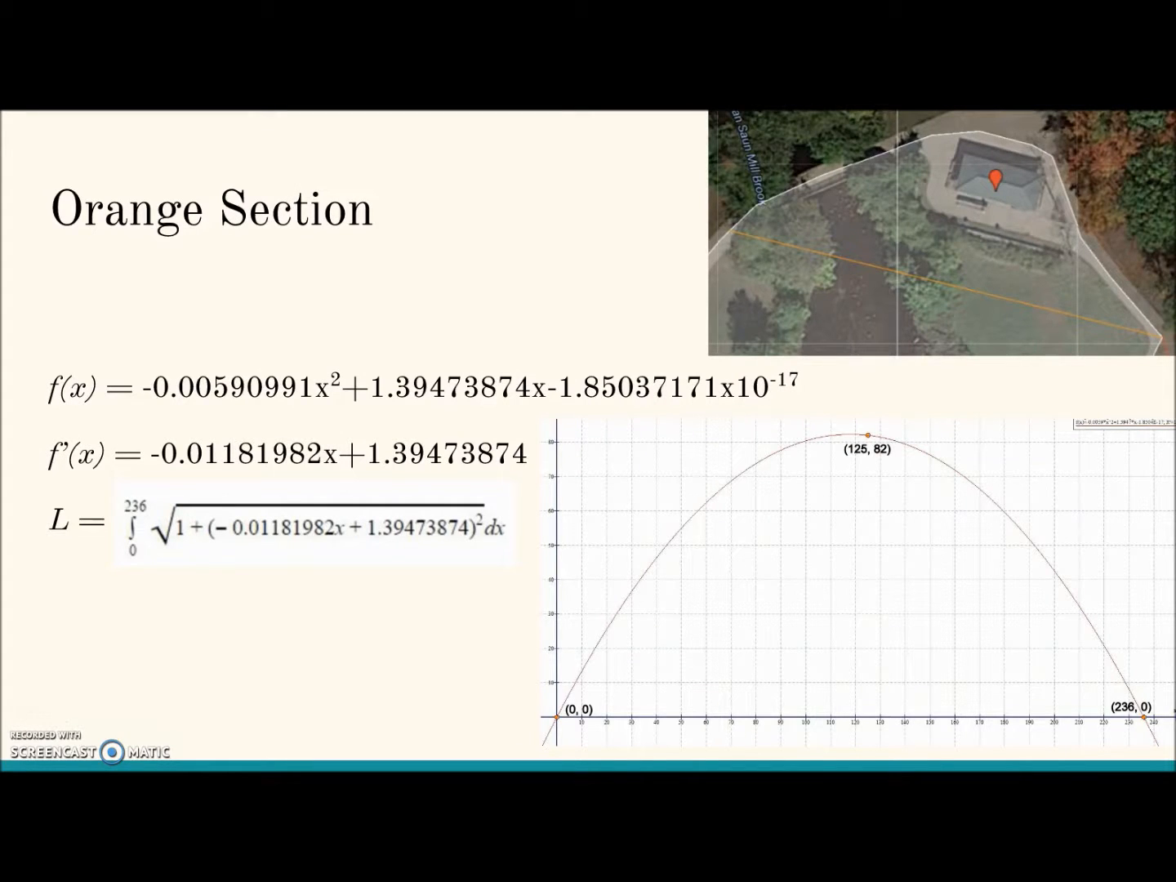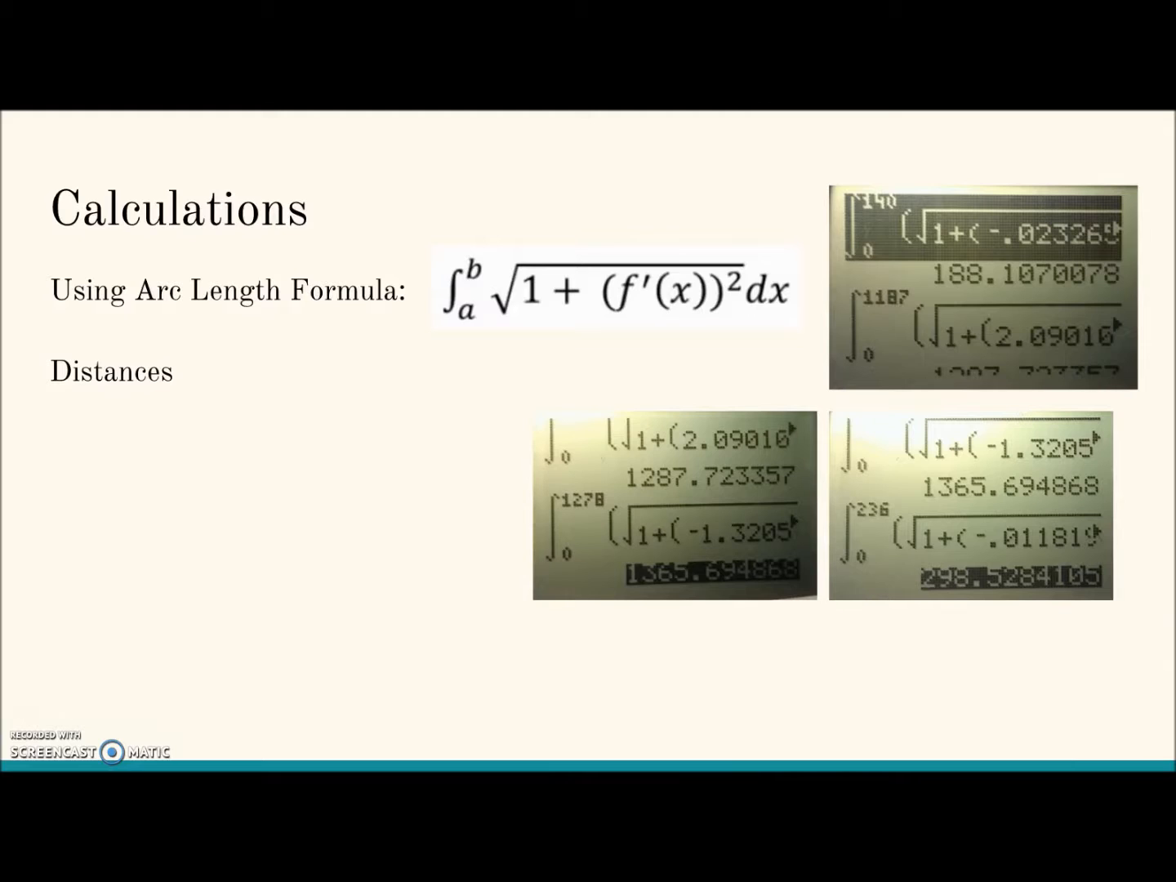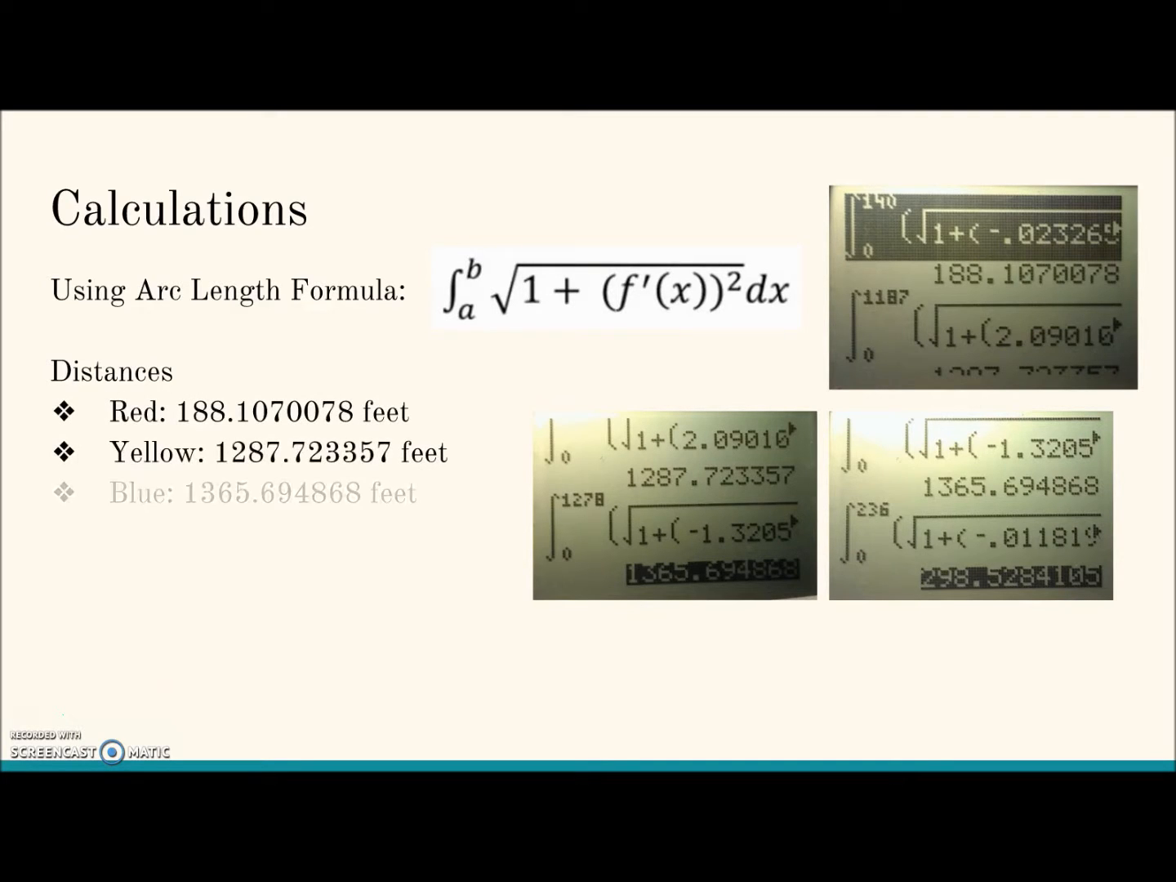To find the length of each curved part of my path, I plugged the arc length formula with the derivative of the corresponding equation into my graphing calculator. The limits were found with the measuring tool on Google Maps and the guidelines I created on the path. I also used the measuring tool on Google Maps to find the length of the straight portion of my path, which I labeled with pink.